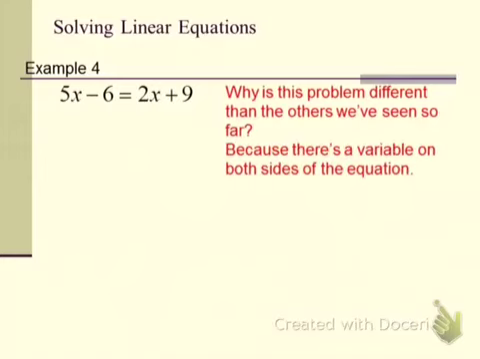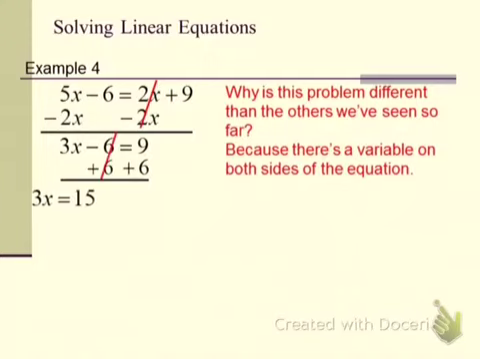Subtract 2x from both sides. That'll keep things positive. You don't have to do it that way, but when you subtract 2x from both sides, then we are reducing this to a two-step equation that we probably could solve in our heads at this point. Add 6 to both sides, right? When you add 6 to both sides, you get 3x equals 15, which means x equals 5.